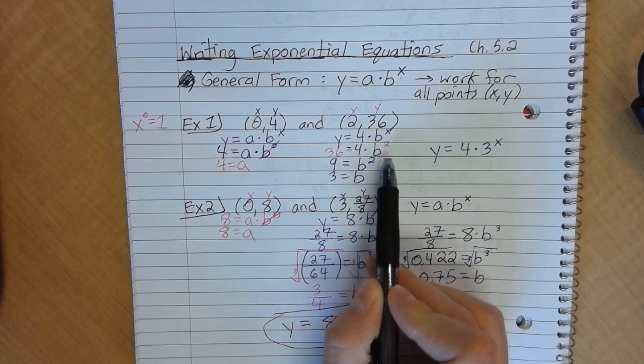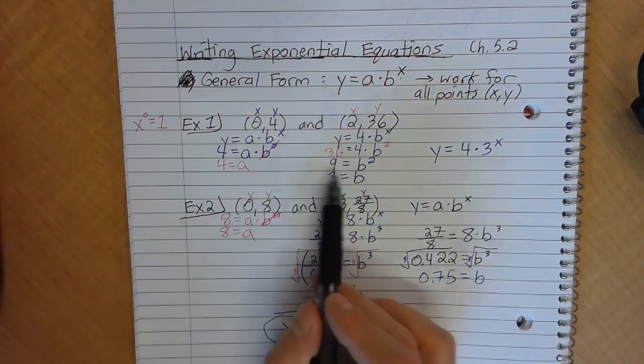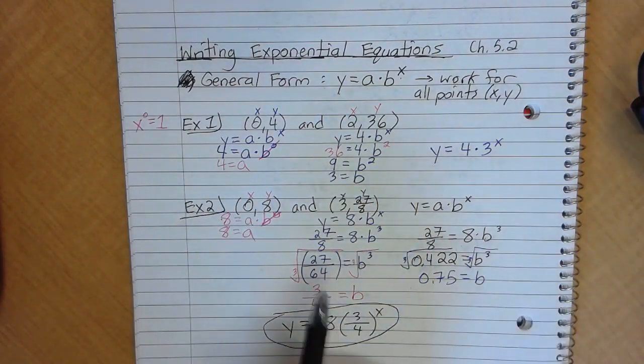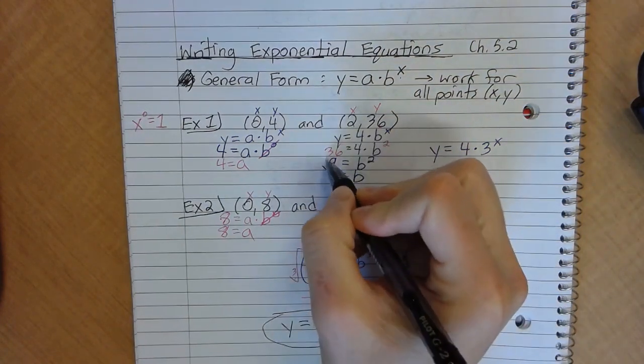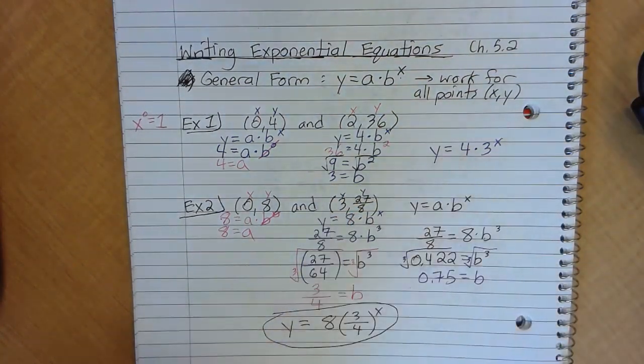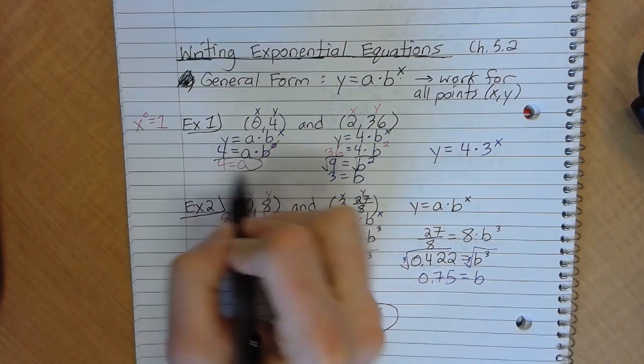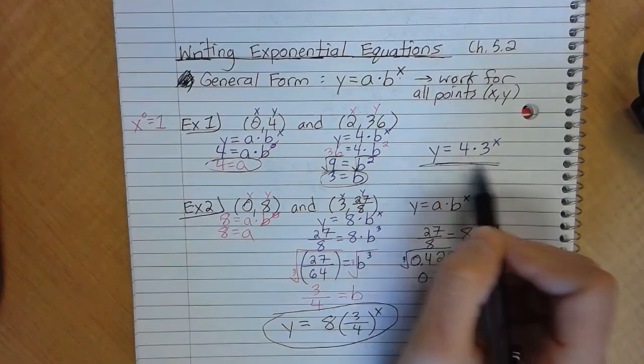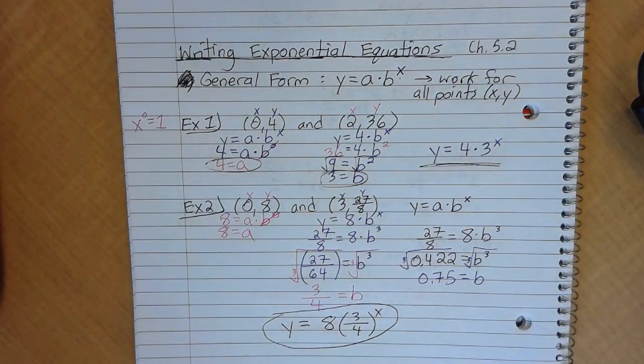36 equals 4 times b squared. Now, after I divide by 4 on both sides, I would have 9 is equal to b squared. Square root both sides. And that means I have 3 equal to b. So if I have 4 equals a and 3 equals b, that means I have an answer. In this case, I have a starting amount of 4. I'm multiplying by 3 every time. And I have an exponential growth equation going through both those points in example 1.